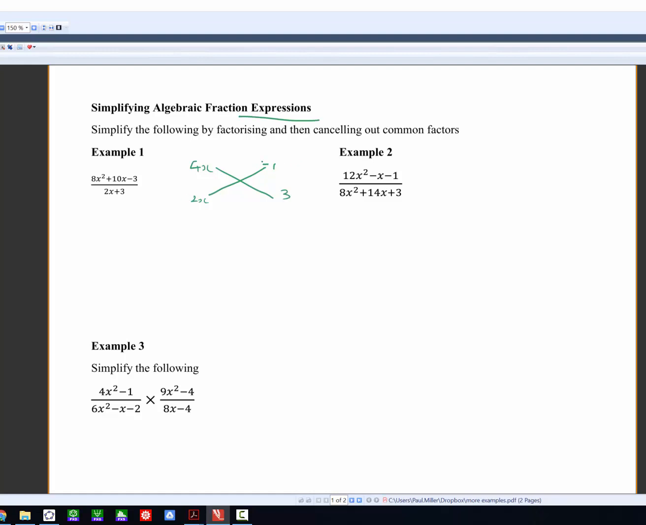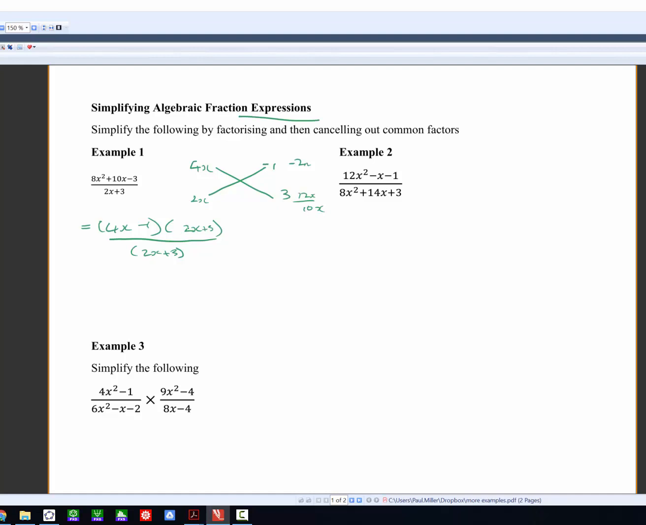Okay, let's do the test. We've got 2x times -1, that's negative 2x. And 4 times 3 is 12x. Add them together and we get 10x, which is what our target was. Okay, so this top line is ready to be factorized. So we've got 4x take 1 bracket 2x plus 3. Ooh, that's interesting. Over a denominator of 2x plus 3. I'm just adding some brackets to the denominator for effect here.